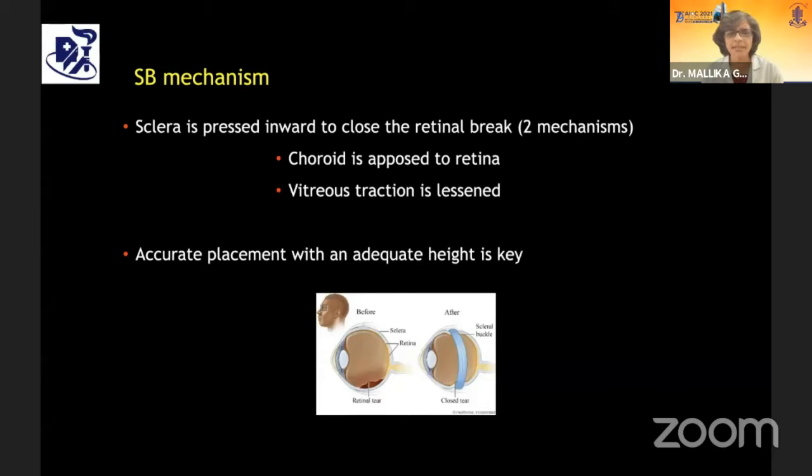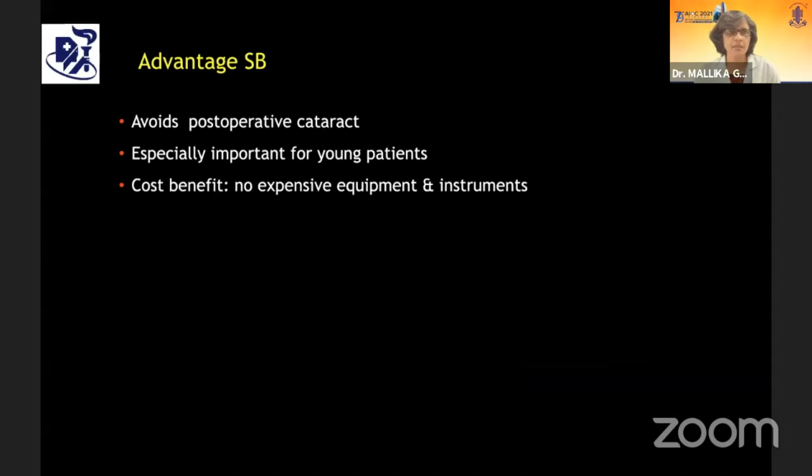So the mechanism of scleral buckling is that the buckle is pressed inward, the sclera is pressed inward to close the retinal break. And this causes the choroid to get opposed to the retina, closing the break, as well as vitreous traction on the break itself is reduced. However, very important is accurate placement of the buckle with an adequate height, commensurate with the break.